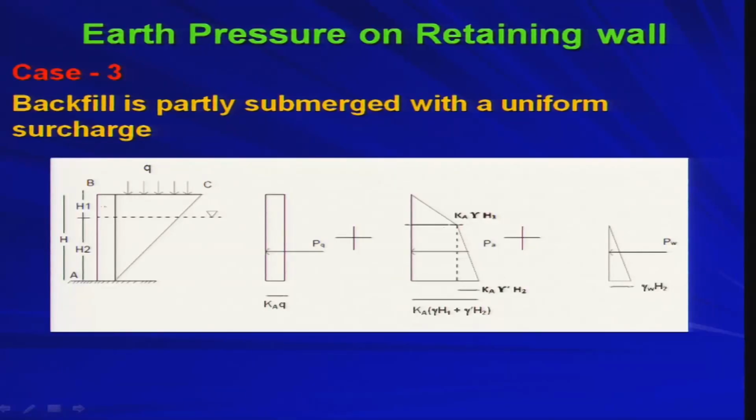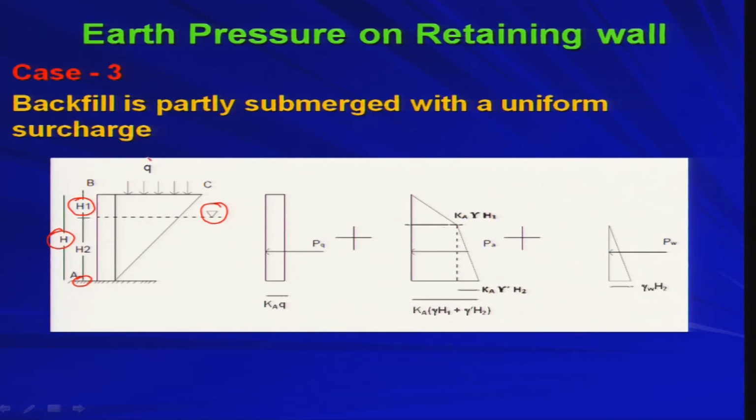Now, let us understand this problem. The total height of the wall is capital H. Up to depth H1, the soil is not submerged. From H1 to H, that means the total depth H2, this soil is completely submerged. So, the water table is here. When we are considering H1, we will be considering the dry soil, and when we consider the H2 portion, the soil will be completely submerged.